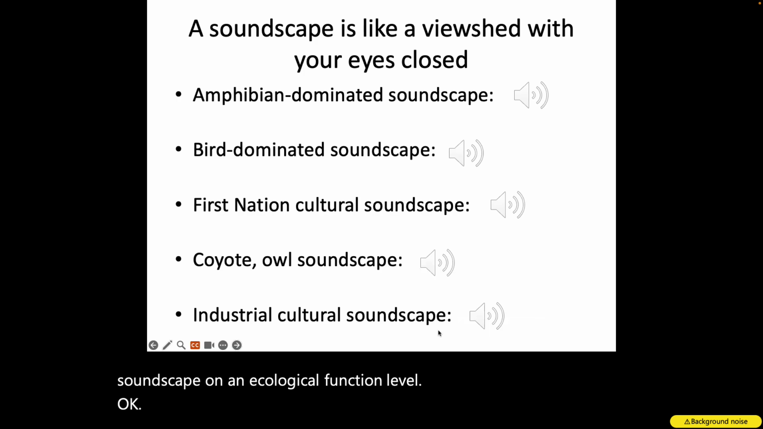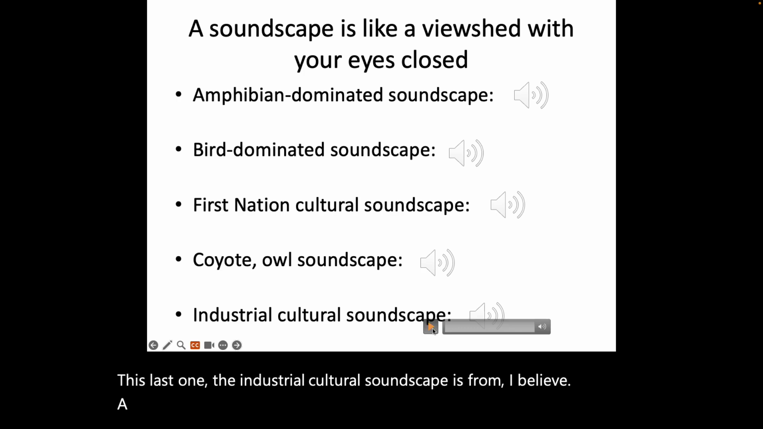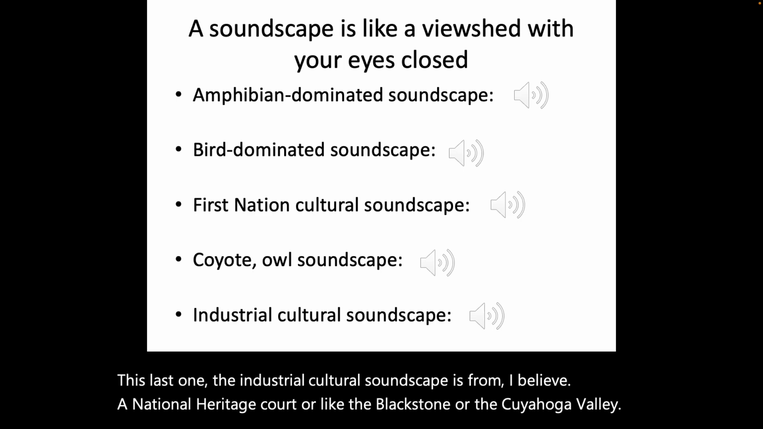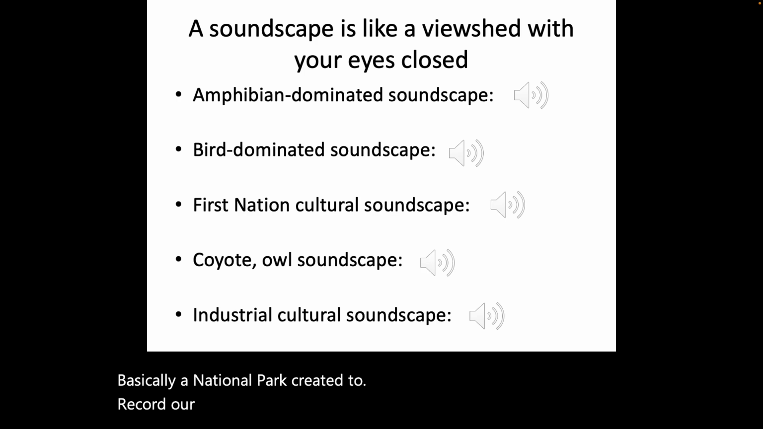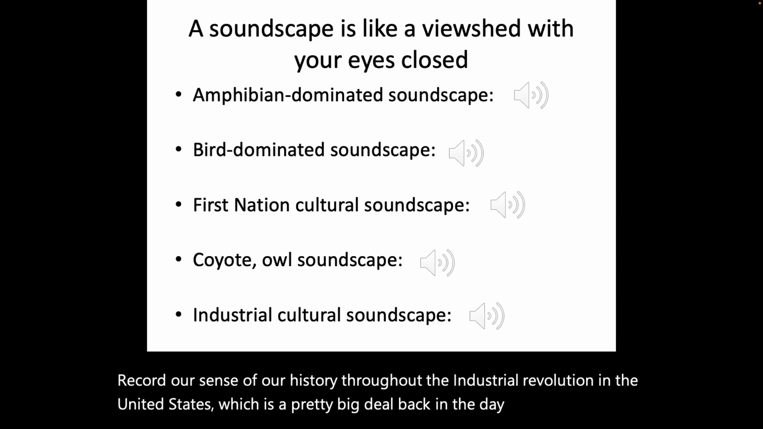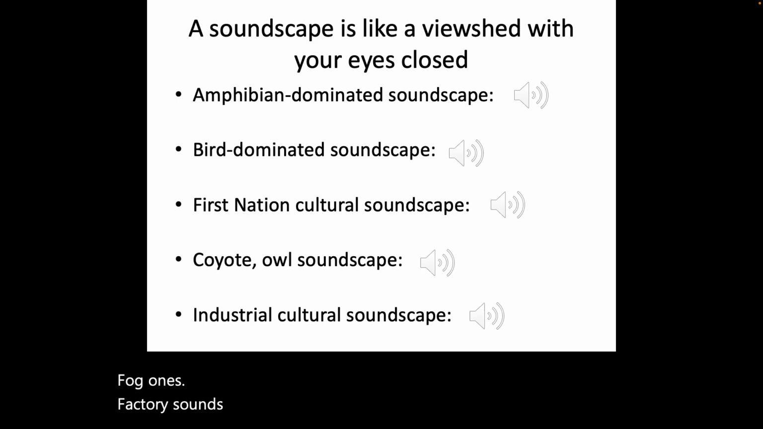This last one, the industrial cultural soundscape, is from, I believe, a national heritage corridor like the Blackstone or the Cuyahoga Valley. Basically a national park created to record our sense of our history throughout the Industrial Revolution in the United States, which is a pretty big deal back in the day. Your foghorns, right? Factory sounds, hammering, rushing sounds, etc., etc.